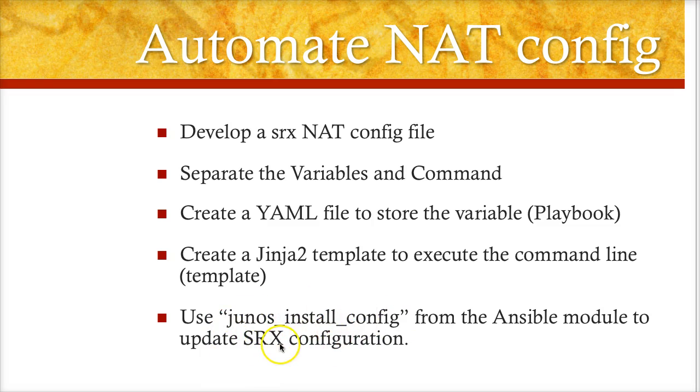Finally, when you run the Ansible playbook, it will use the module called Junos install config. It will first create a temporary file and then merge that temporary file into the current SRX configuration and update it. So here are the steps to build and automate a NAT configuration.